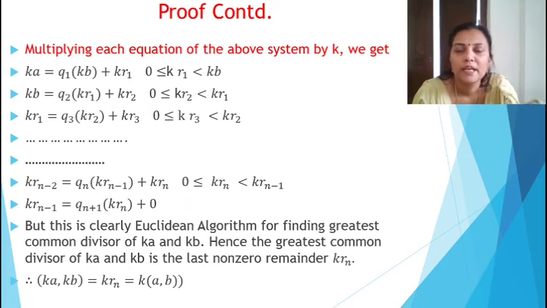Now we multiply each equation of the system by k. So ka = q1 kb + kr1, 0 ≤ kr1 < kb. kb = q2 kr1 + kr2, 0 ≤ kr2 < kr1. kr1 = q3 kr2 + kr3, 0 ≤ kr3 < kr2, etc. Krn-2 = qn krn-1 + krn, 0 ≤ krn < krn-1. And krn-1 = qn+1 krn + 0.